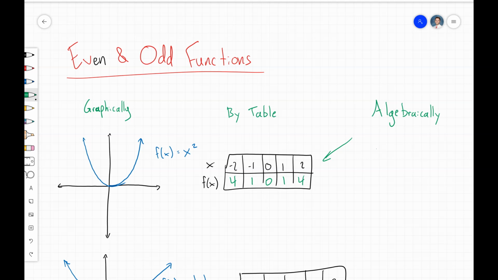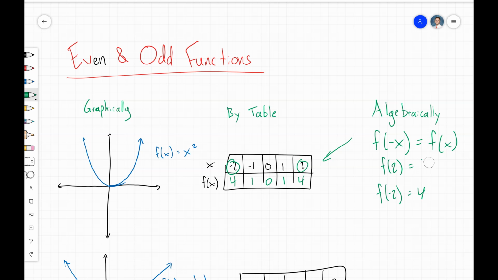So algebraically, we say that f of negative x is equal to f of x. And so that looks a little bit weird, but all we're saying is that if I take the negative version of an x value, I'm going to get the same output, the same value, as the positive version of that same x value. So what I mean by that is when we look at our table again, if I take f of 2, I get 4. Now if I take f of negative 2, right, a negative version of my x value, I also get 4. So f of 2 would equal positive 4, and f of negative 2 also equals positive 4.